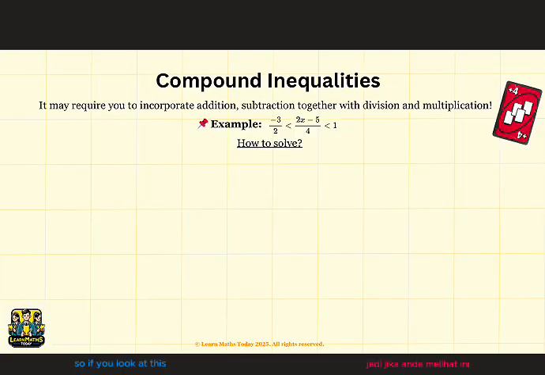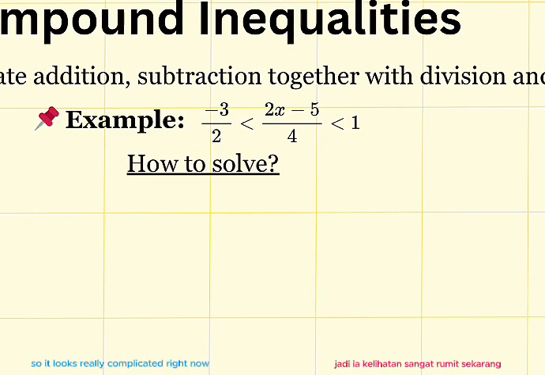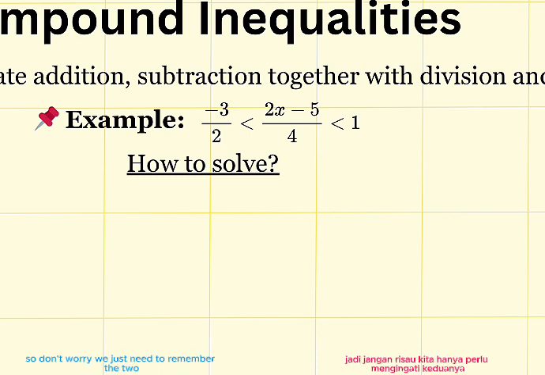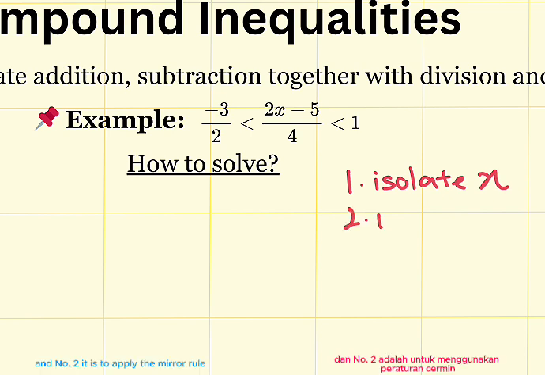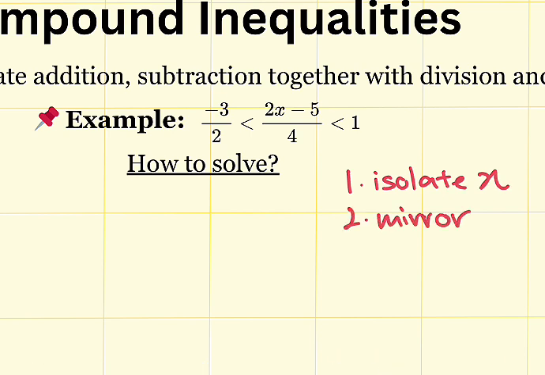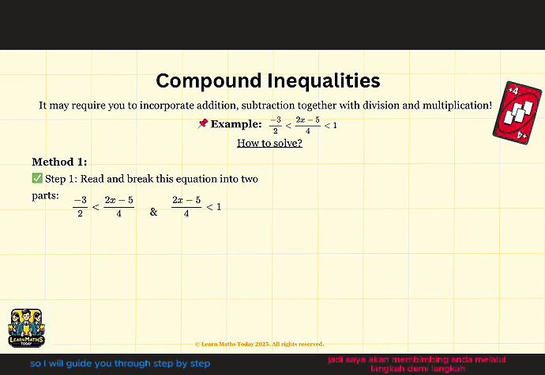So if you look at this, this is a compound inequality with the "and" condition. It looks really complicated right now, so don't worry, we just need to remember the two rules that we talked about earlier on. First, isolate the x. And number two, apply the mirror rule where both sides must have the same effect. If you were to subtract on the left, you have to subtract on the right. So I will guide you through step by step.